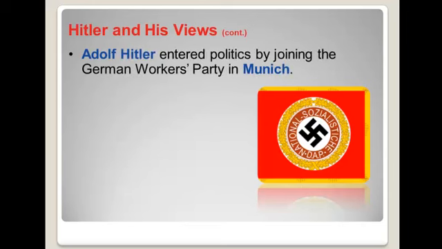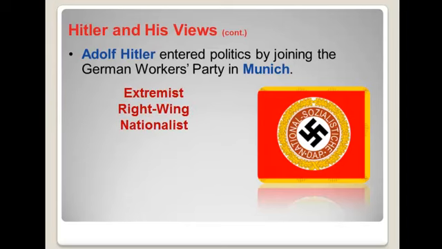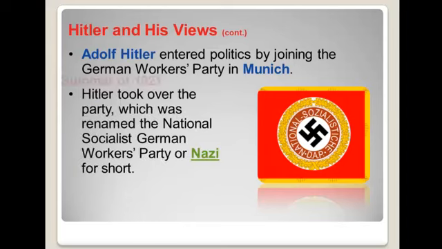Adolf Hitler entered politics by joining the German Workers' Party in Munich. This was an extremist right-wing nationalist party, and we'll get into the specifics of that in a second. The image below is the original symbol for that German Workers' Party. By the summer of 1921, Hitler took over the party, which was renamed the National Socialist German Workers' Party, or Nazi for short.